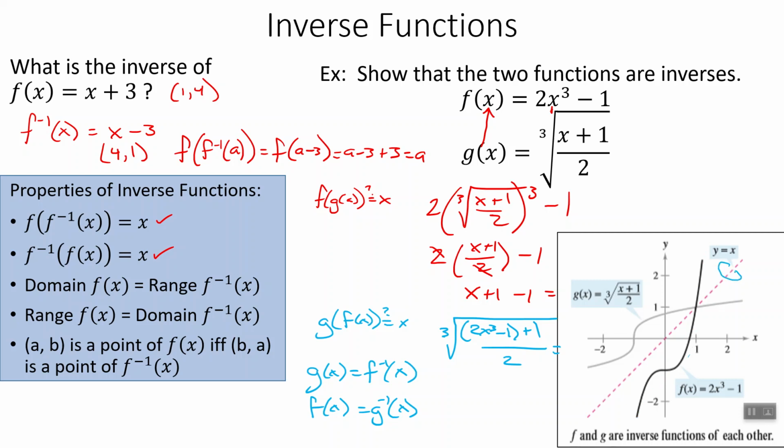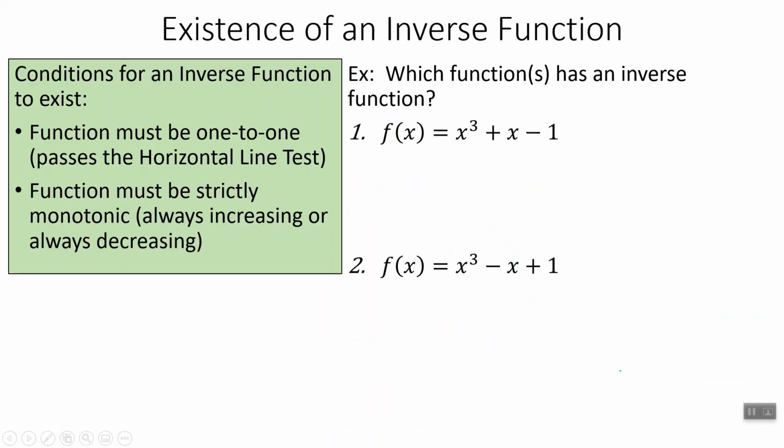So if we wrapped around this line, rotated around that line, this black graph would land right on the gray graph, and the gray graph would land right on the black graph. All right, so that's how inverse functions work. They are symmetric about the line y equals x.